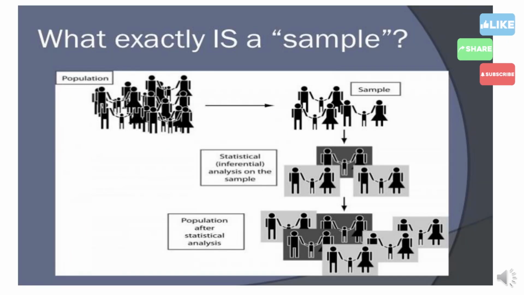In this, what exactly is a sample? We have a population, and then we can select a very few objects or people from the population, and then we can calculate the sample, like statistical inference analysis on a sample, and then the population after statistical analysis can easily be calculated.